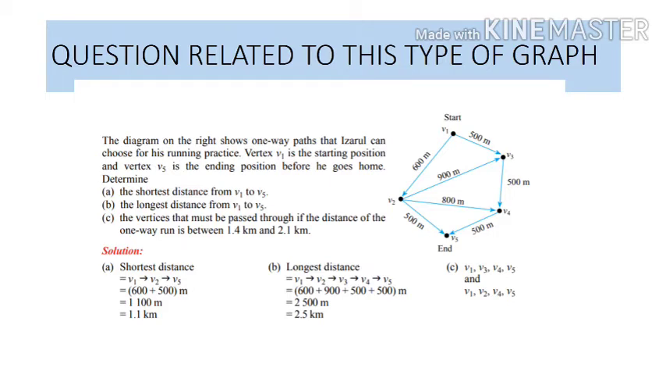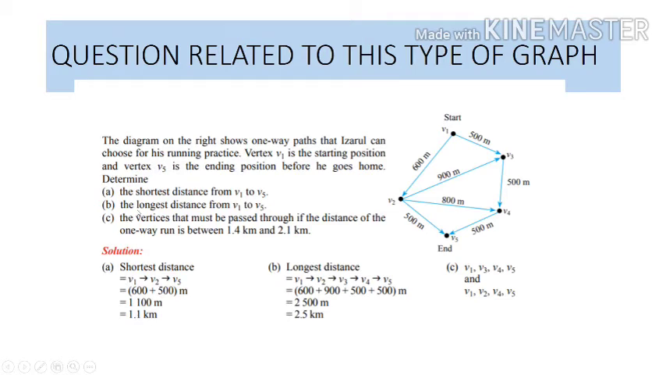So the shortest distance is V1, V2, and V5. That is 600 plus 500 meters equal to 1100 meters, that is equal to 1.1 kilometers.